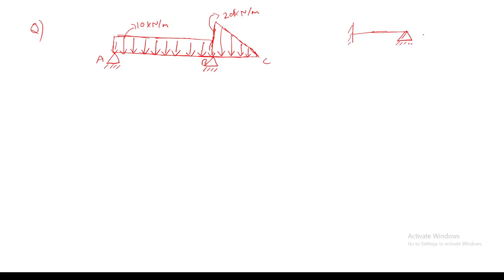Okay, and a propped cantilever beam is one type of statically indeterminate beam, which means based on the static equilibrium conditions, we can't actually get the reactions of the supports. Okay, and also this is known as a continuous beam. This is a continuous beam and this is a propped cantilever beam.